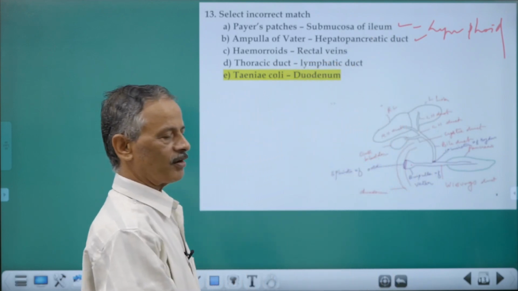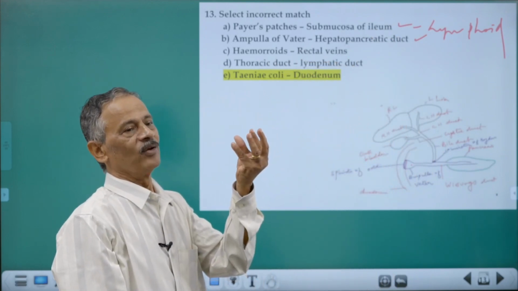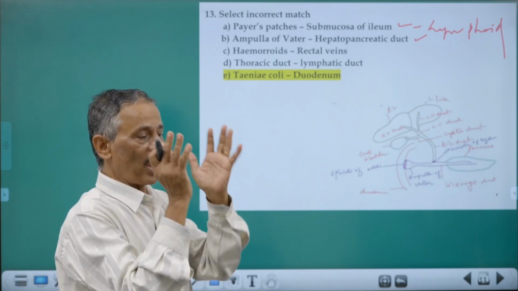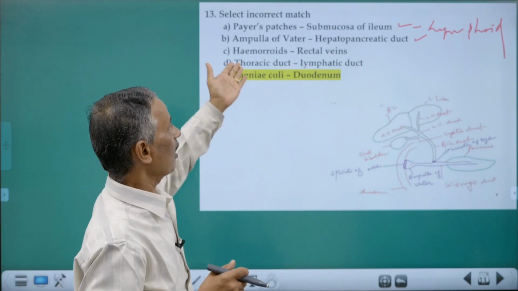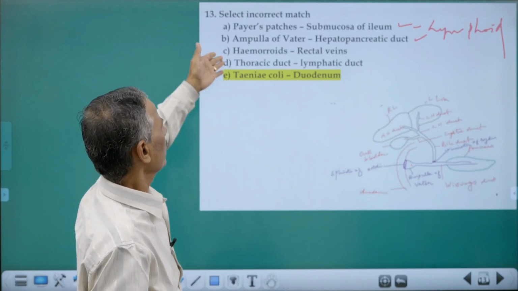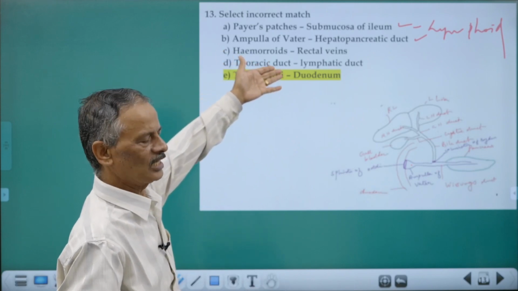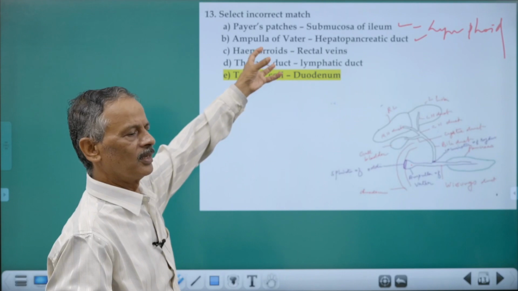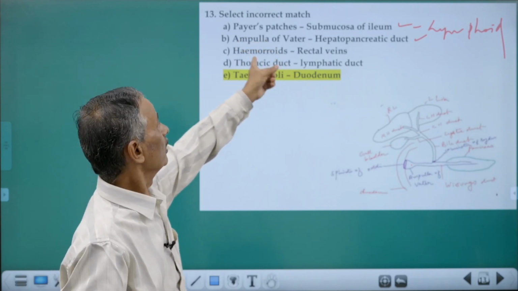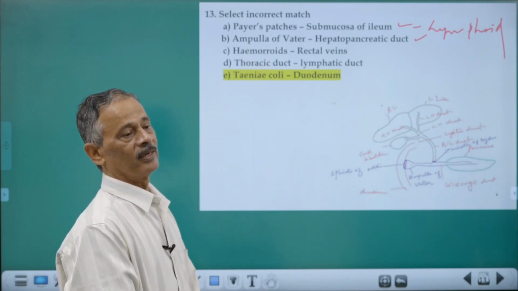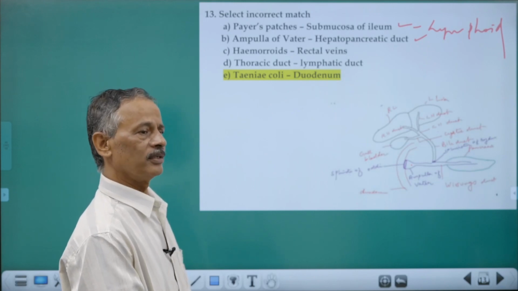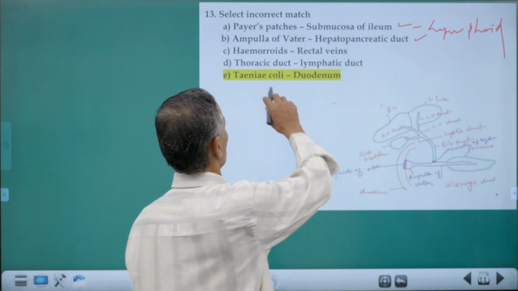Hemorrhoids. What are hemorrhoids? The veins of the rectum swell and blood accumulates, which is commonly called piles. It is because of the swelling. The walls become very thin, bulge out and form hemorrhoids in the rectum. That may lead to bleeding. That is called piles.